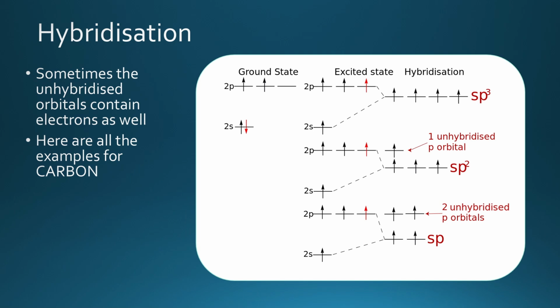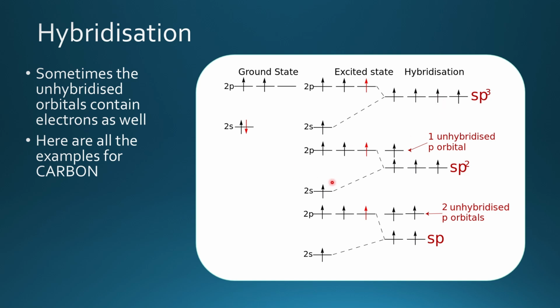Now, that should probably be fine, but what about unhybridized orbitals? What does that mean? Let's have a look. Here we have all the examples of carbon. The first case we have is the sp3 orbital. With this sp3, we actually use all of them. Okay, so all of the orbitals have been used for hybridization.